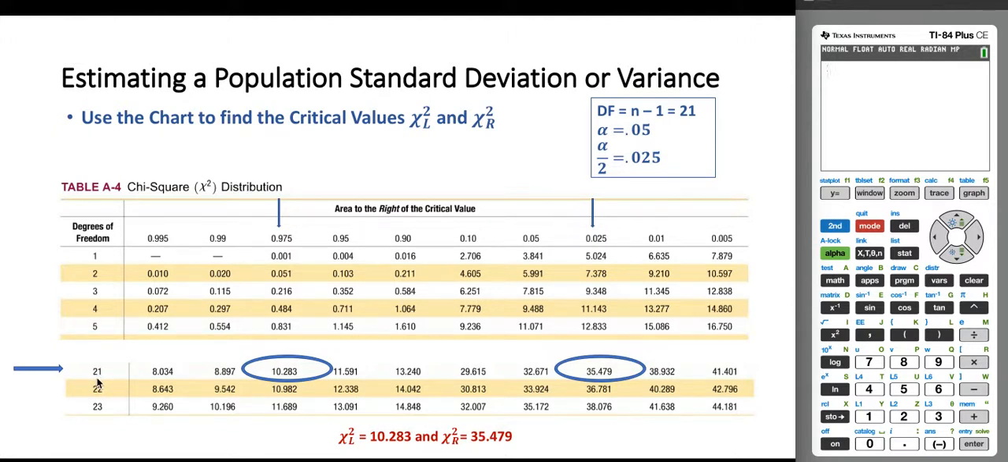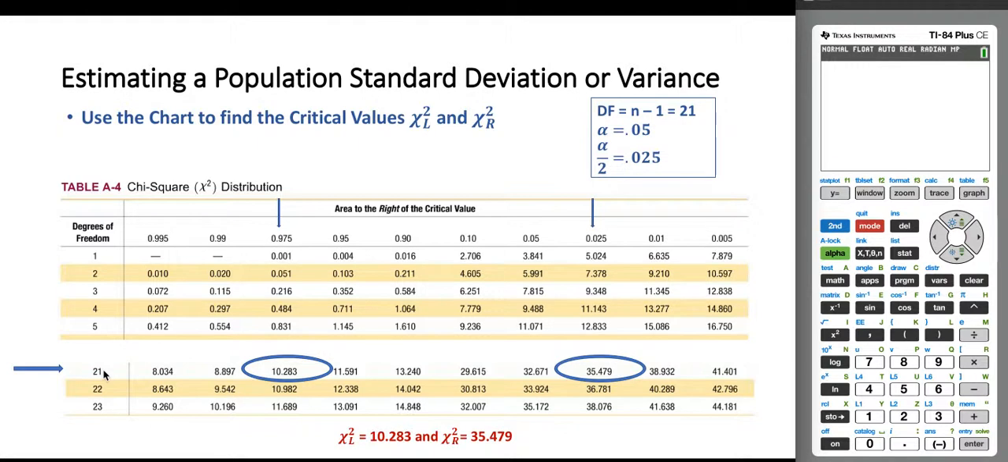We have a degrees of freedom of 21, so I need this row. So when you do it yourself, the whole table is going to be in front of you. So make sure you go to the right row for the number of degrees of freedom. So the degrees of freedom for me are 21. So that's the row I'm going to go to.